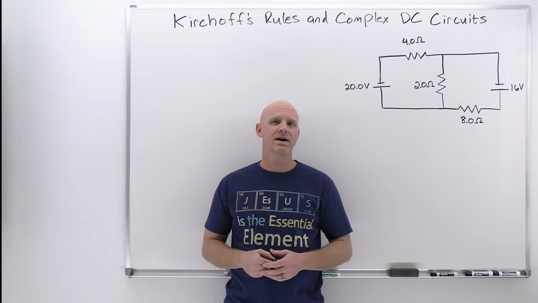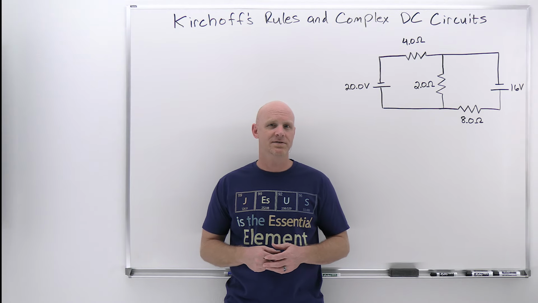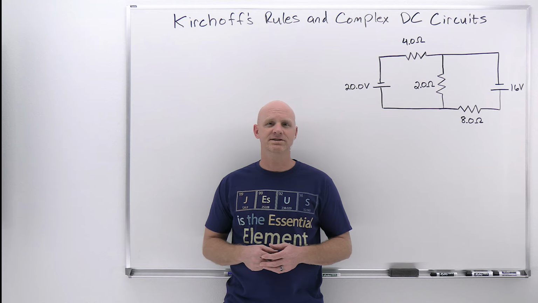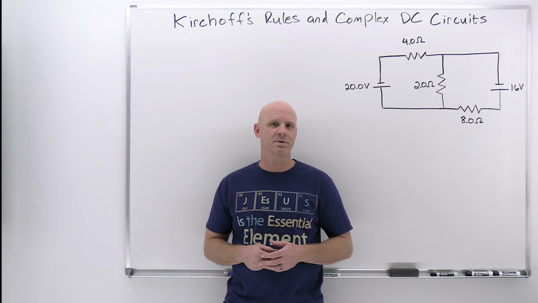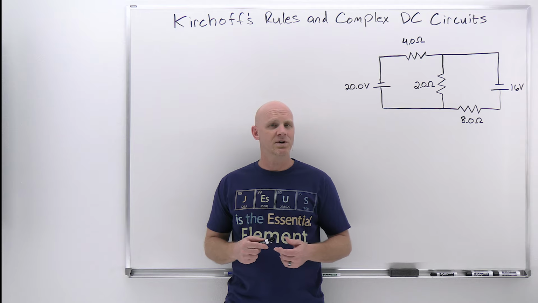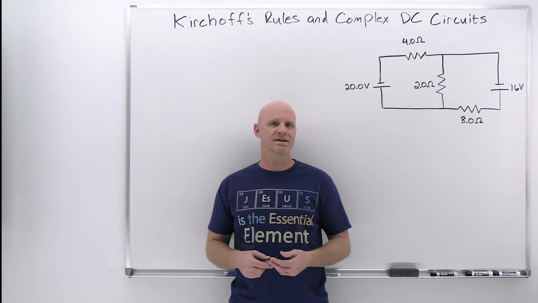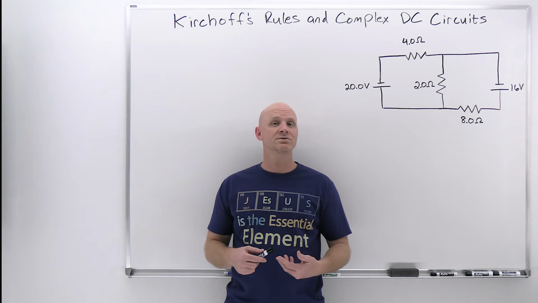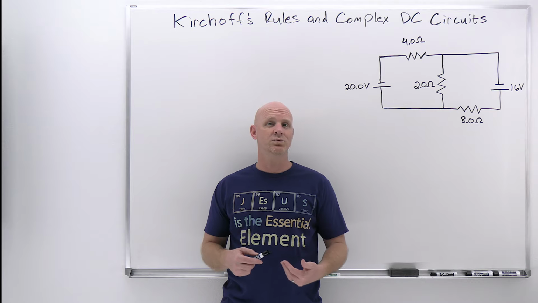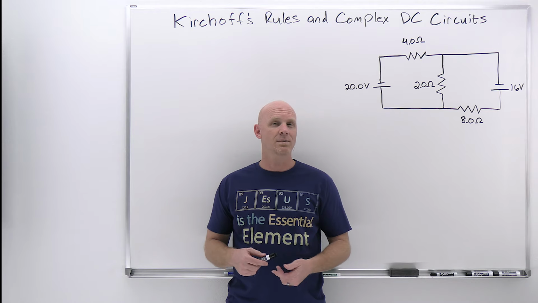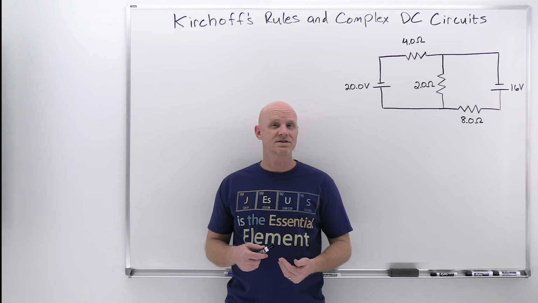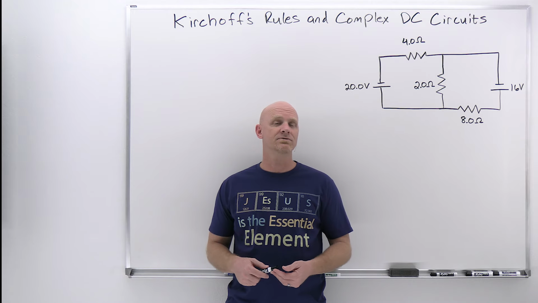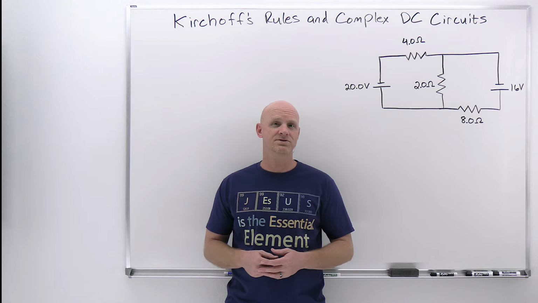Kirchhoff's rules and complex DC circuits are going to be the topic of this lesson in my new general physics playlist, which when complete will cover a full year of university algebra-based physics. Now in this lesson we're going to find out that not all circuits can have all the resistors reduced down into a single equivalent resistance. These more complex circuits, we're going to have to use what are called Kirchhoff's rules to come up with a system of equations to solve for the different currents that are flowing throughout the circuit.